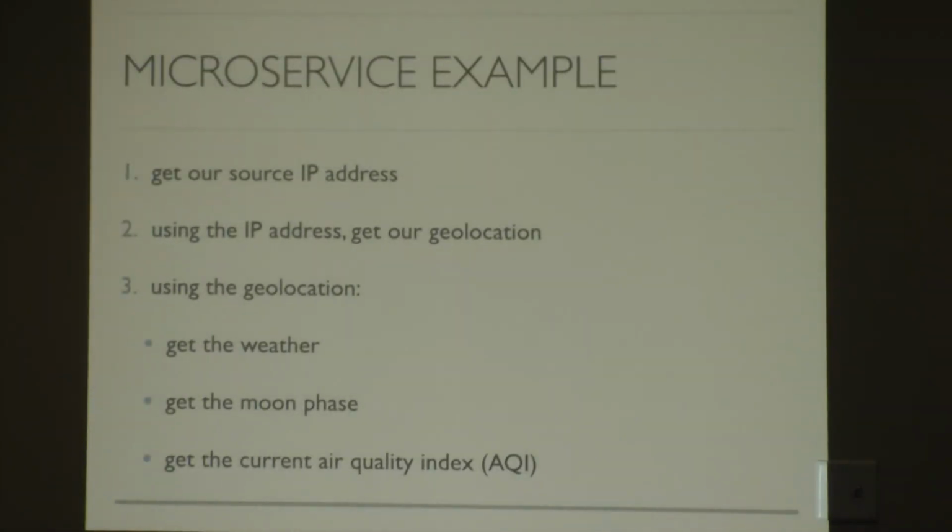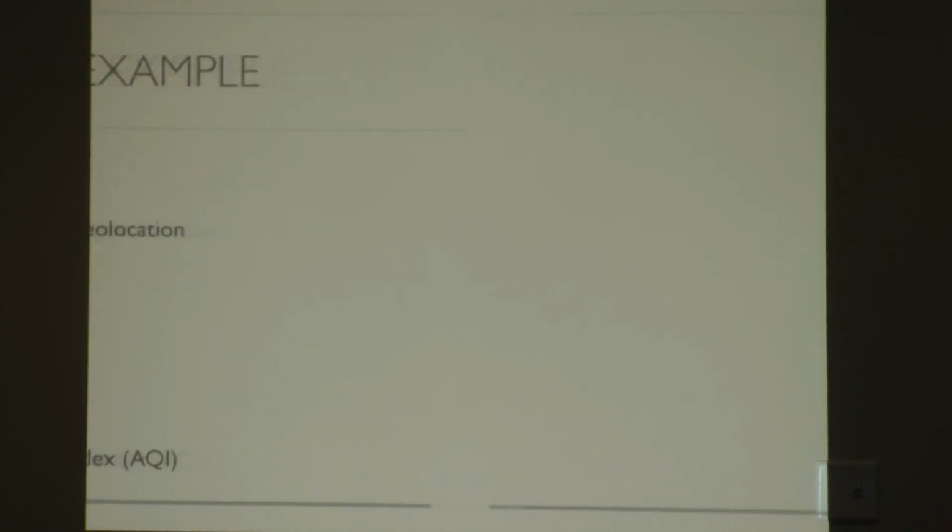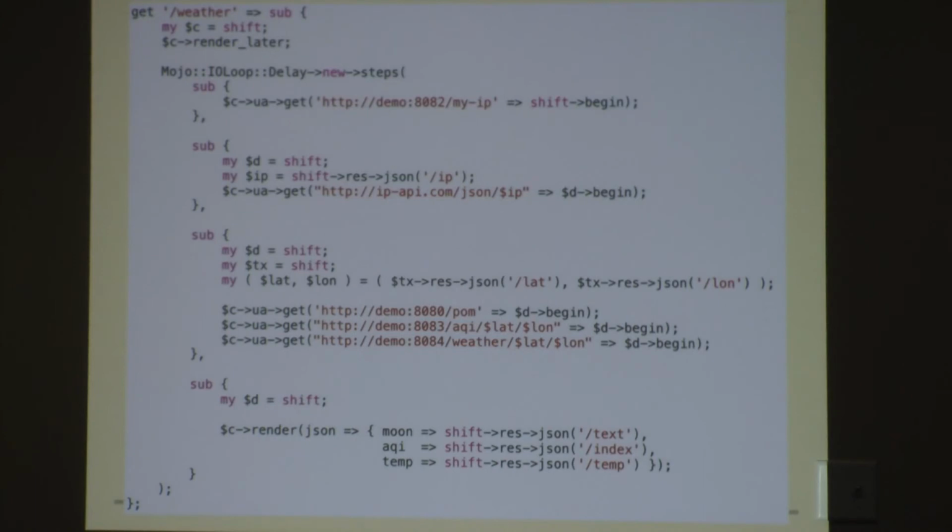Okay, so now we're going to tackle our real microservice example. To refresh your memory, we're going to get our source IP. Once we have our IP, we're going to get our geolocation. Then with that, we're able to get the other real information that we wanted. This is what it looks like. You can see that we're pulling out all the stops, and we're making a mixture of sequential and dependent calls and concurrent independent calls.